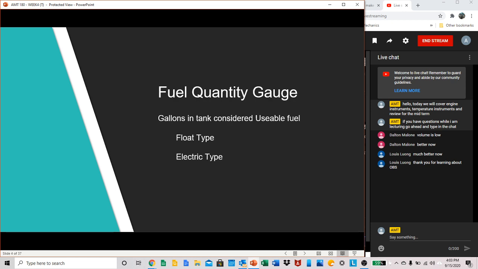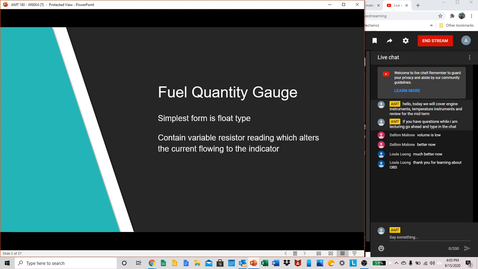So to begin, the fuel quantity gauge, the gallons in tank, is considered usable fuel. So the fuel quantity gauge gives us an indication of what usable fuel we have. And we can have a float type fuel quantity gauge. We can also have an electric type fuel quantity gauge. The float type is the simplest form of the fuel quantity gauge. You can also have it contain variable resistors which alter the current flowing to the indicator. It's a little brief description on how they work.